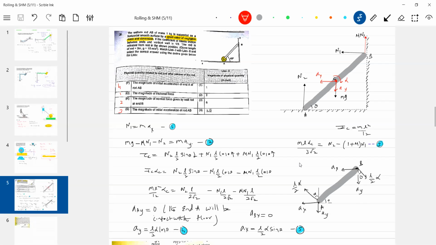Acceleration, 3 meters per second square. AX and AY will become 3 meters per second square. 4124, sir. 4124. The friction will be 1 Newton. Yeah, the friction will be 1 Newton. This will be S, the magnitude of initial acceleration of the rod. Initial acceleration of the rod, 3 root 2. 4124.